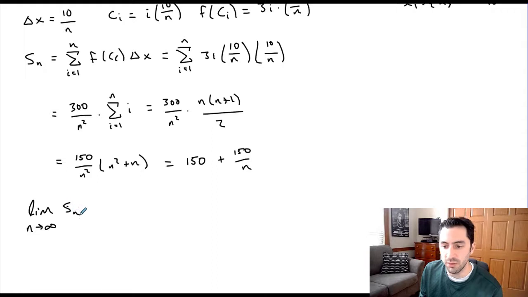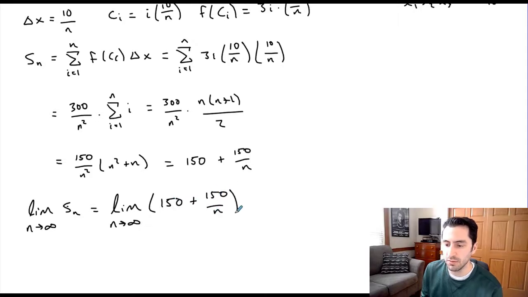So we want to find the limit as n approaches infinity of our sum, which is going to be the limit as n approaches infinity of this expression, 150 plus 150 over n. And if we evaluate this, if I plug in infinity, this is 150 over a very large number, so this term will approach 0. So that means that the area under the curve is 150 square units.